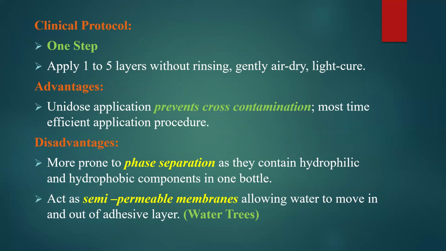Advantages include unidose application that prevents cross-contamination, and it is the most time-efficient application procedure. Disadvantage: more prone to phase separation as it contains both the hydrophilic and hydrophobic monomer components in one bottle, and it can act as a semi-permeable membrane, allowing water to move in and out of the adhesive layer, which is known as the water tree.